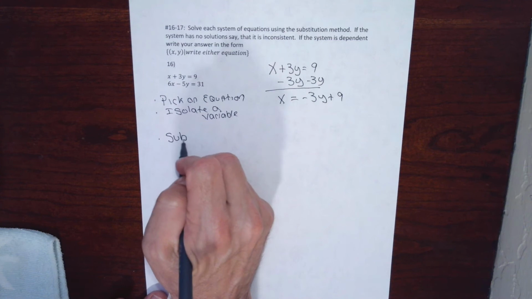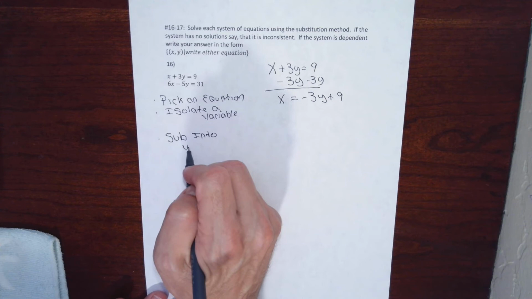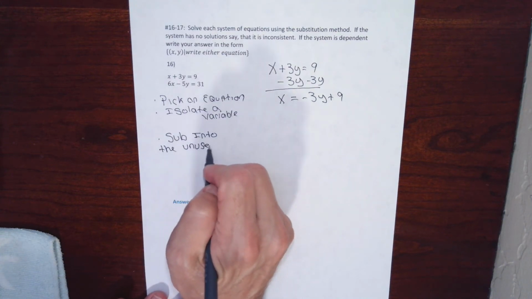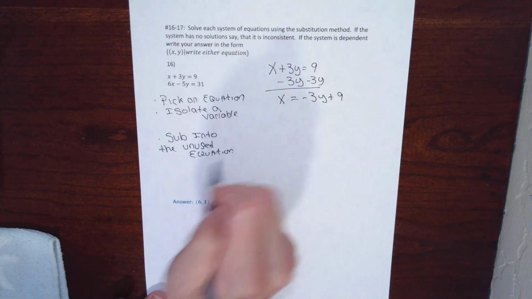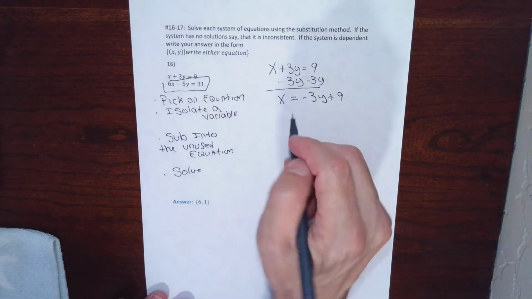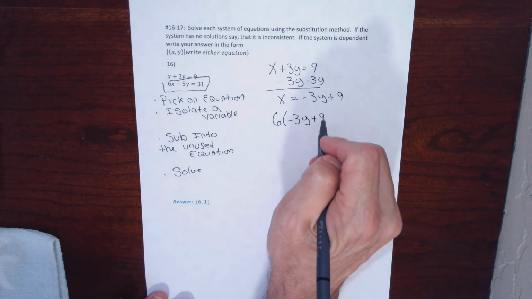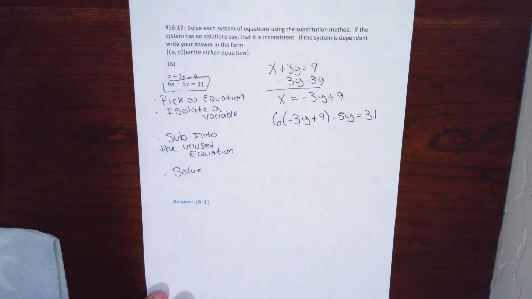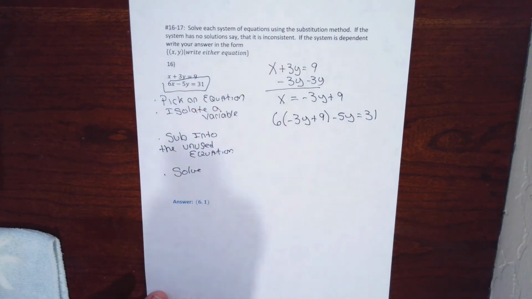Once I have this done, I'm going to substitute into the unused equation. So I use the top equation. I'm going to substitute into the unused equation and then solve that. So into the equation 6x minus 5y equals 31, I'm going to change the x to negative 3y plus 9. And when I did that, changing this x to minus 3y plus 9, I did it with the parentheses.